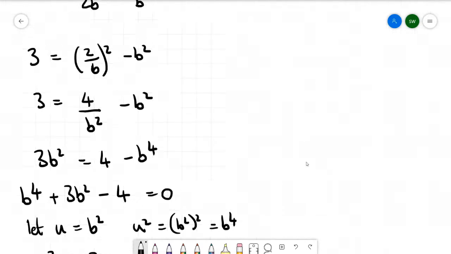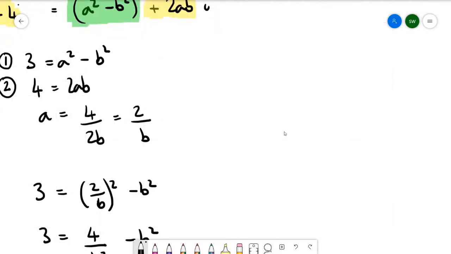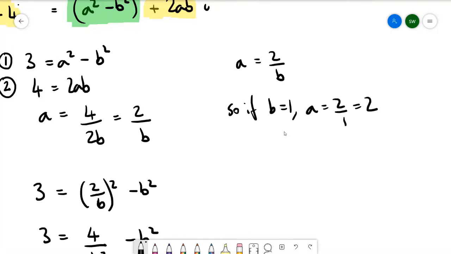So all that's left to do is find what a is. We can go back to using this equation here for a, using the fact that a equals 2 over b. So if b equals 1, a equals 2 over 1, which is 2. If b equals minus 1, then a equals 2 over minus 1, which is minus 2.